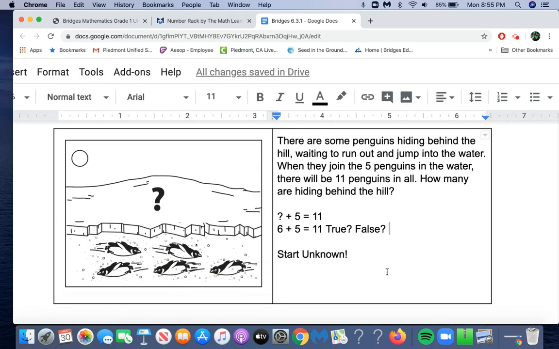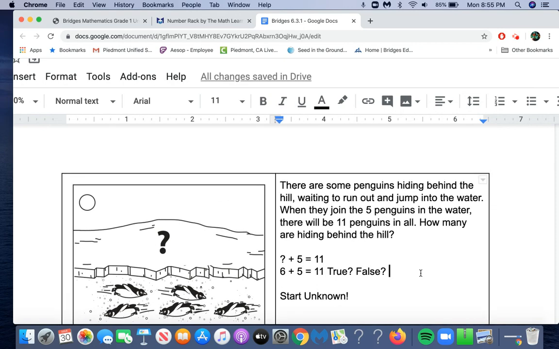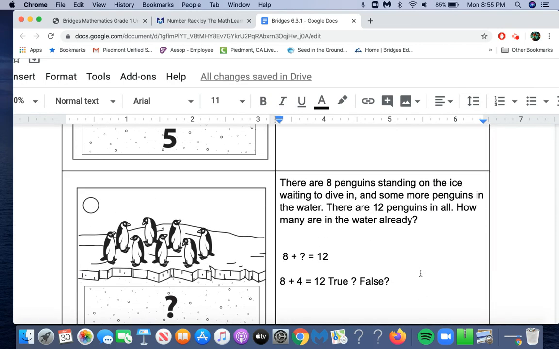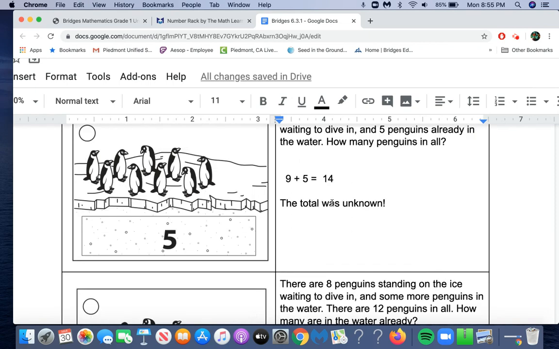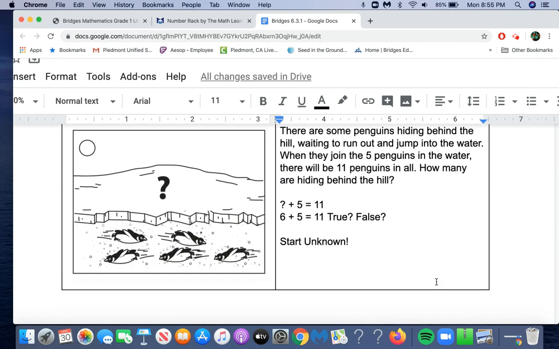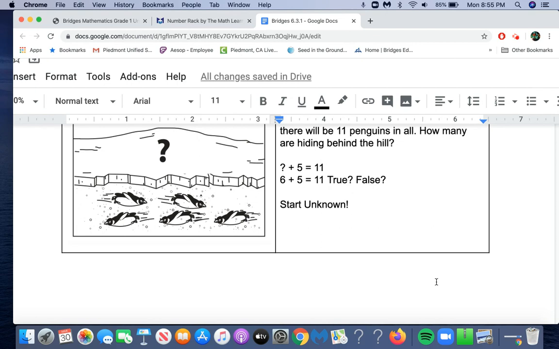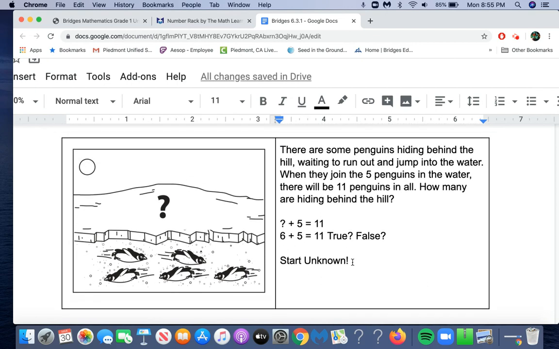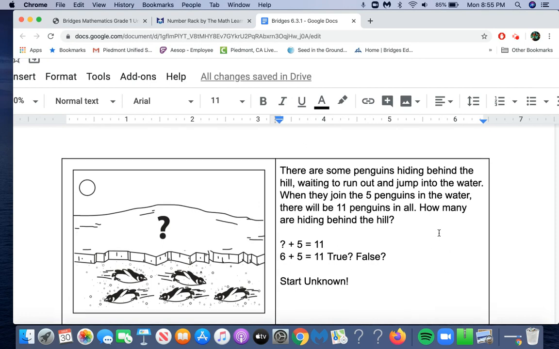Okay, so now you know that I've shown you 3 problems. One where the total was unknown. Here was, wait, we forgot to say what happened here. Part unknown. And finally, start unknown. Now I'm going to give you some problems along with this video where you get to solve problems sort of like that. Okay? Have fun.